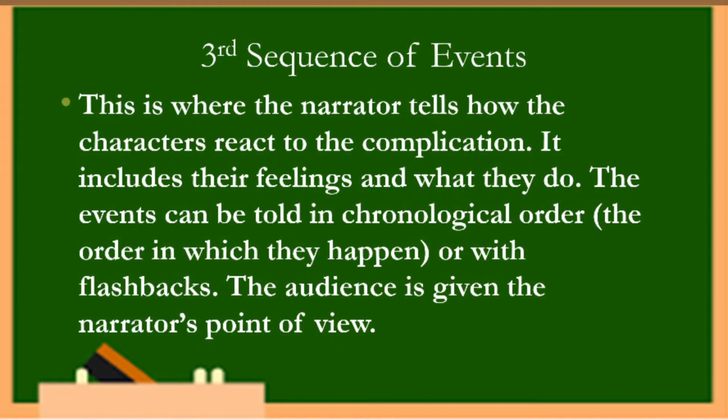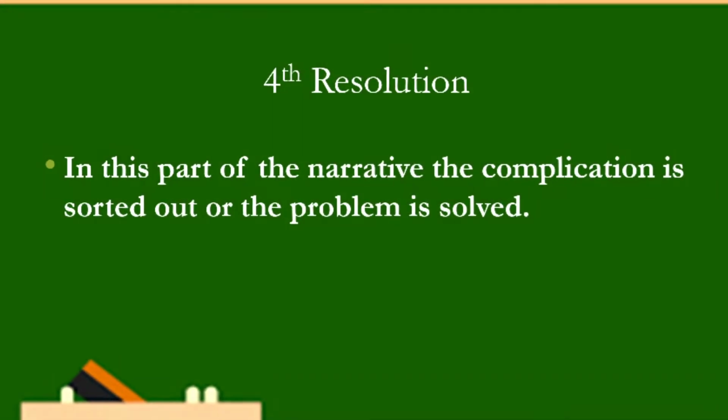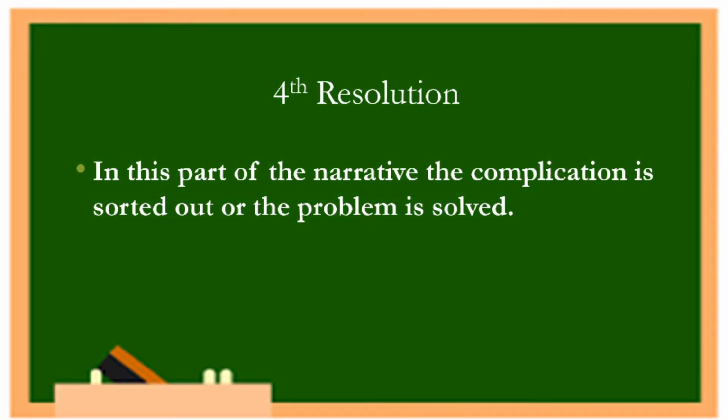The third part of the narrative text is called sequence of events. So this is where the narrator tells how the characters react to the complication. It includes their feelings and what they do. The events can be told in chronological order, that is, the order in which they happen, or with flashbacks. The audience is given the narrator's point of view. The fourth is resolution. In this part of the narrative, the complication is sorted out or the problem is solved.